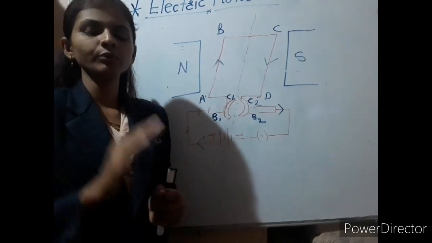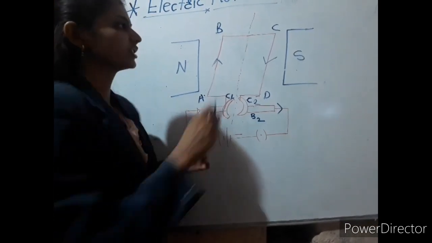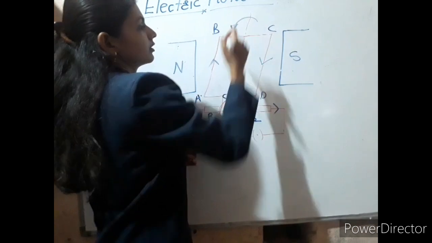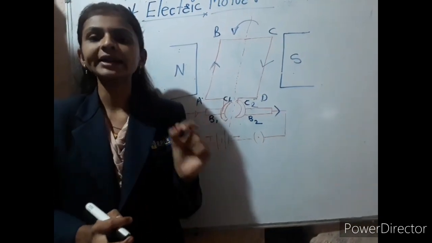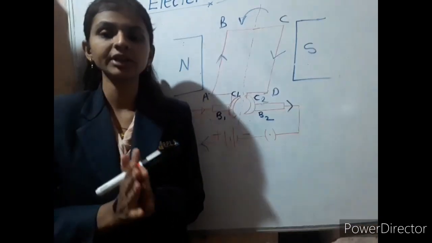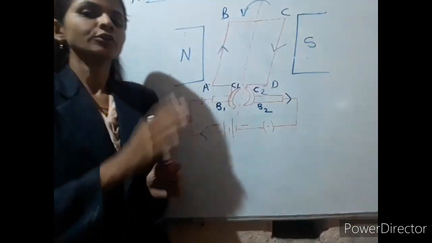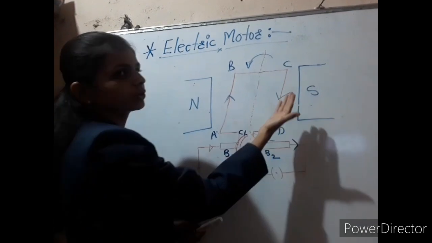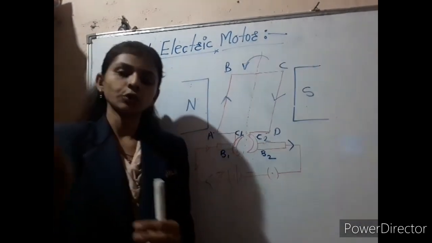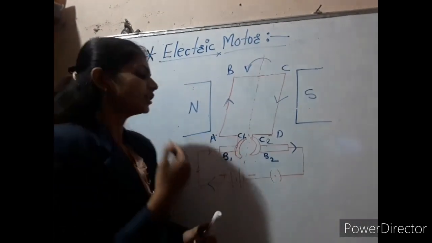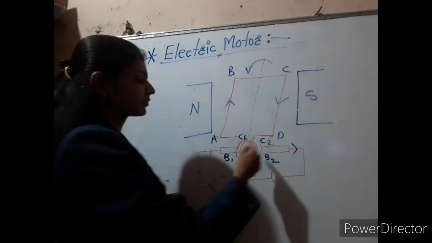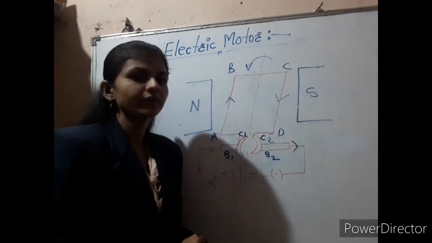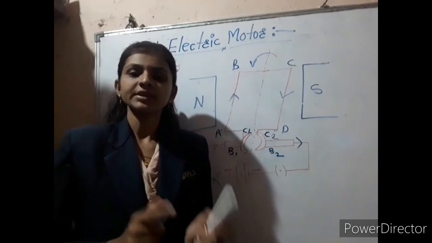So when the coil is moving downward, that time the direction is anti-clockwise. The coil is rotating in anti-clockwise direction. So the AB side is going downward and the CD side is coming upward. So in the second case, what will happen is, due to the half rotation, C2 is going to take the place of C1 and C1 is going to take the place of C2.